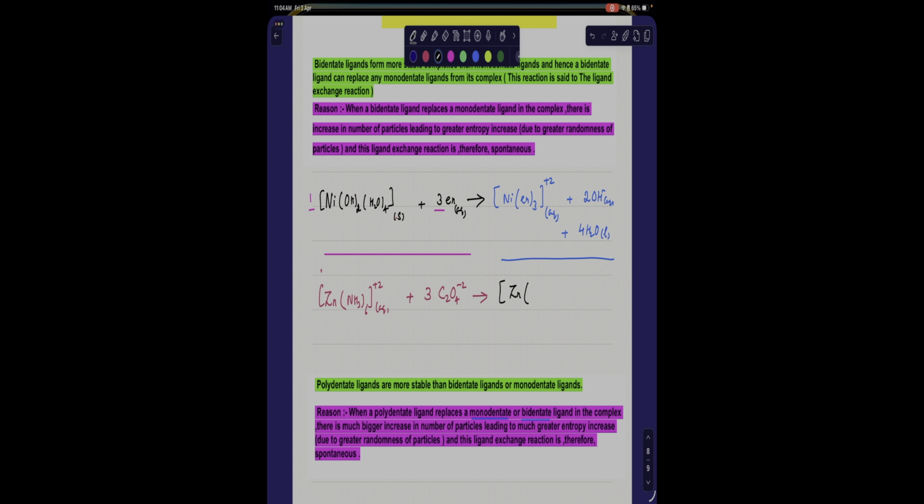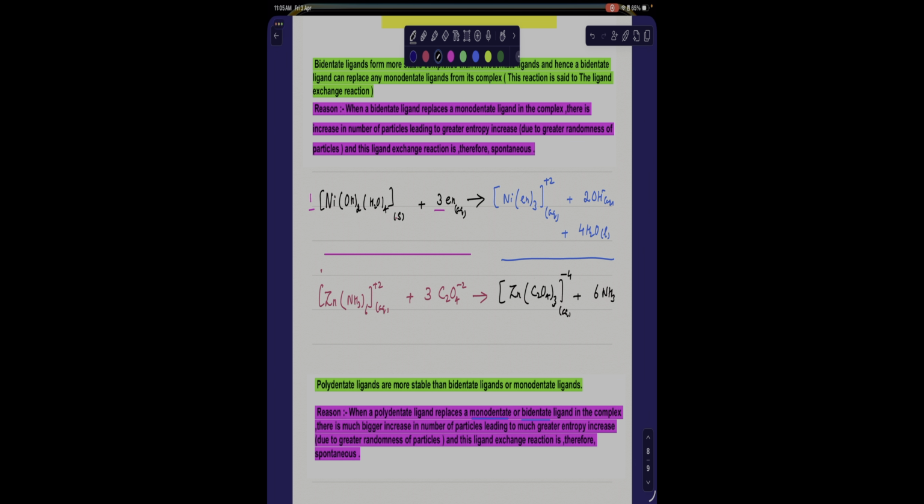So Zn(C2O4)3, there are 3 of them. Now the total charge of the complex is going to be, because each ligand is minus 2 and 3 are there, so minus 6, and Zn is plus 2, so overall charge is going to be minus 4, and the state symbol will be aqueous, and the ammonia ligands or amine ligands are going to go outside the complex.